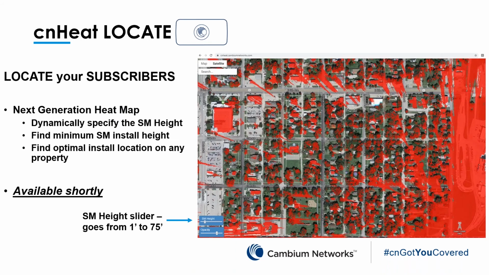In cnHeat in the near future, we're going to enhance the heat map that I showed you. Instead of having the view like I showed of 1 foot and 10 feet, or 2 different slices, we're going to provide a slider. And this slider will go from 1 to 75 feet. This way you can keep moving the slider up in height until you get to a height where you can start showing coverage for an actual house or property. And so what this allows you to do is find the minimum SM height for a property, and find the optimal location on the property where this minimum SM height is.